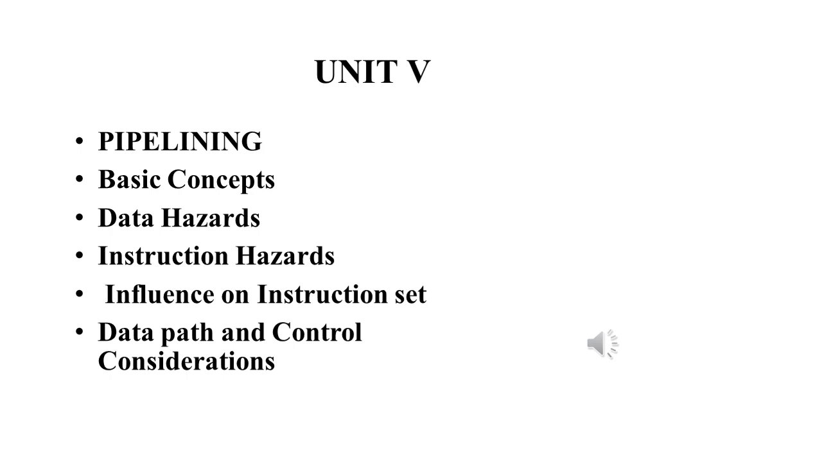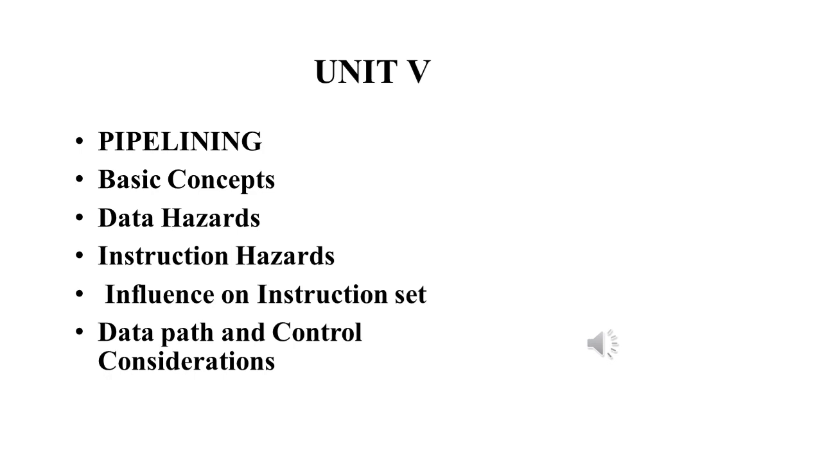Now we are going to see the topic on pipelining. Pipelining is a technique used in CPUs to execute multiple instructions simultaneously. We divide the instruction execution process into stages. Each stage performs a part of the instruction and passes it to the next stage. It is similar to an assembly line in a factory.